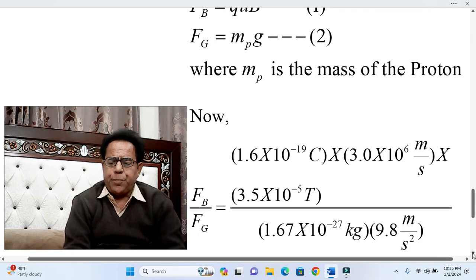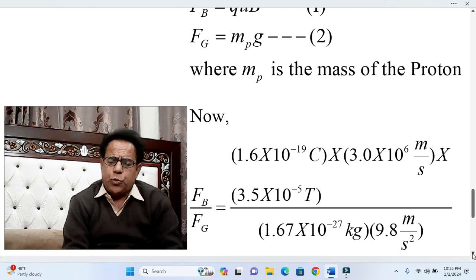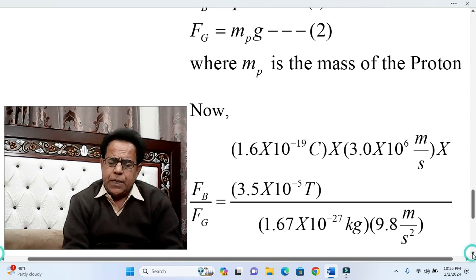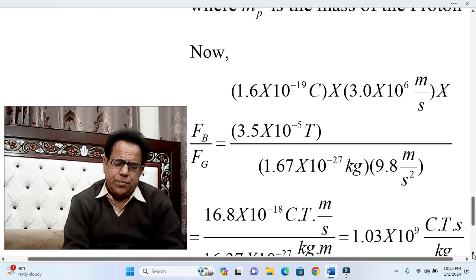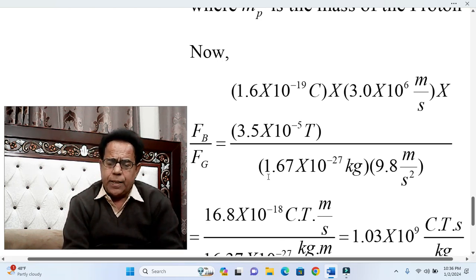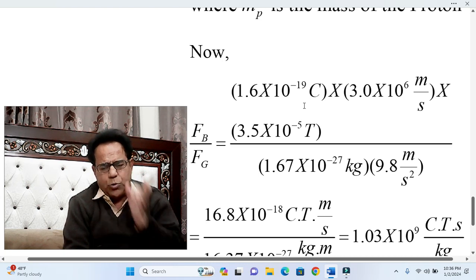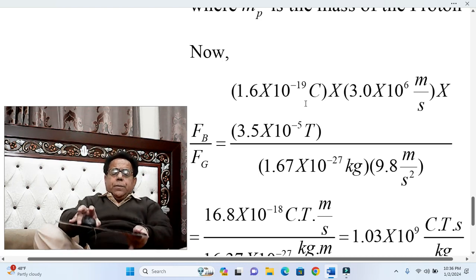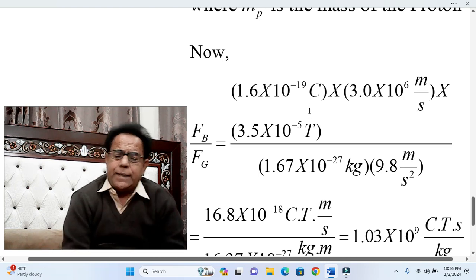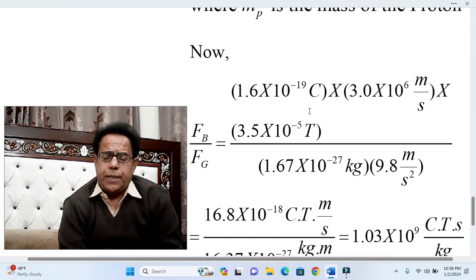Now, because we have to find the ratio of these two, we will keep the magnetic force in the numerator and the gravitational force in the denominator. So Fb over Fg becomes equal to this over this. This is 1.6 × 10^-19 coulomb, the electronic charge. It is sometimes denoted by small q, sometimes by small e, that is to say the elementary charge, or the charge on an electron or on a proton.